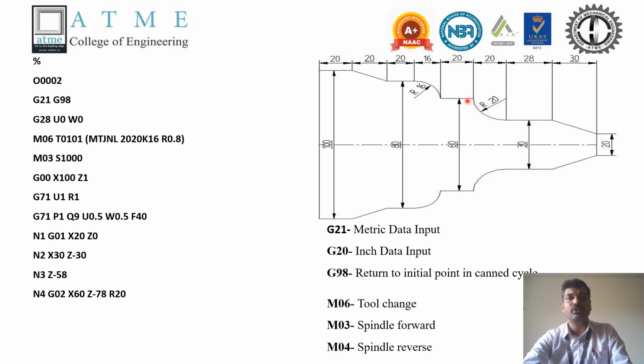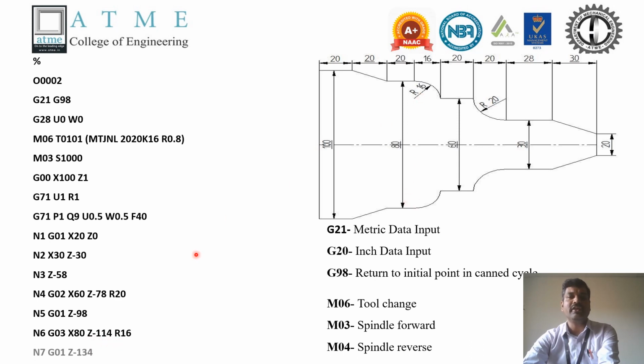Then once again the tool motion is going to change from the circular interpolation to the linear. Then you have to indicate G01. There is no change in X direction, so only the Z value is going to change, Z minus 98, followed by once again a tool motion change from linear to circular, that too in counterclockwise direction. For that, G03, X80, Z minus 114 with a radius of 60, followed by the next position.